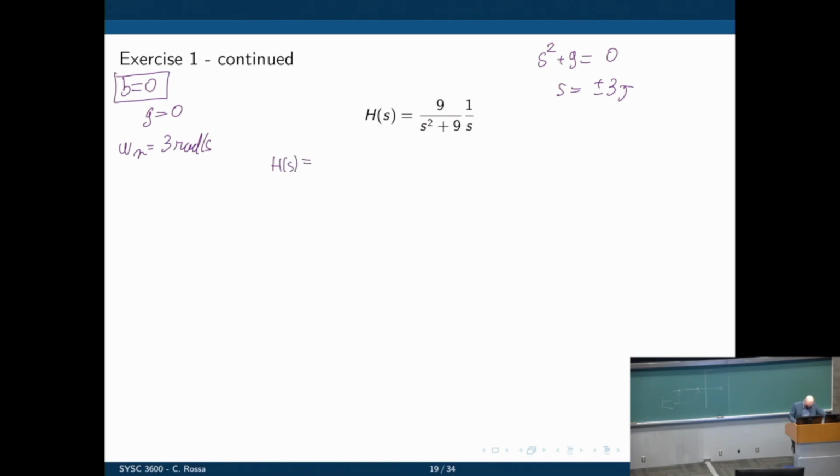So we now have a partial fraction that will have to be written in the form of As plus B divided by s squared plus 9, plus C over s. I'm going to give you the coefficients of the partial fraction here: minus 1, 0, and 1. If you solve this with whatever method you like, you find H of s as 1 over s minus s divided by s squared plus 9.